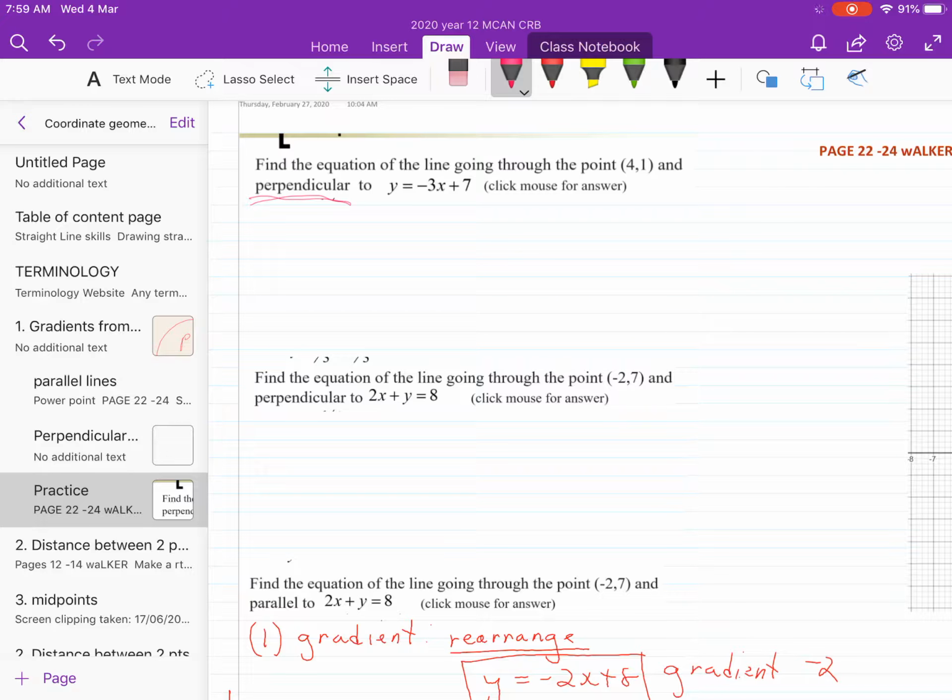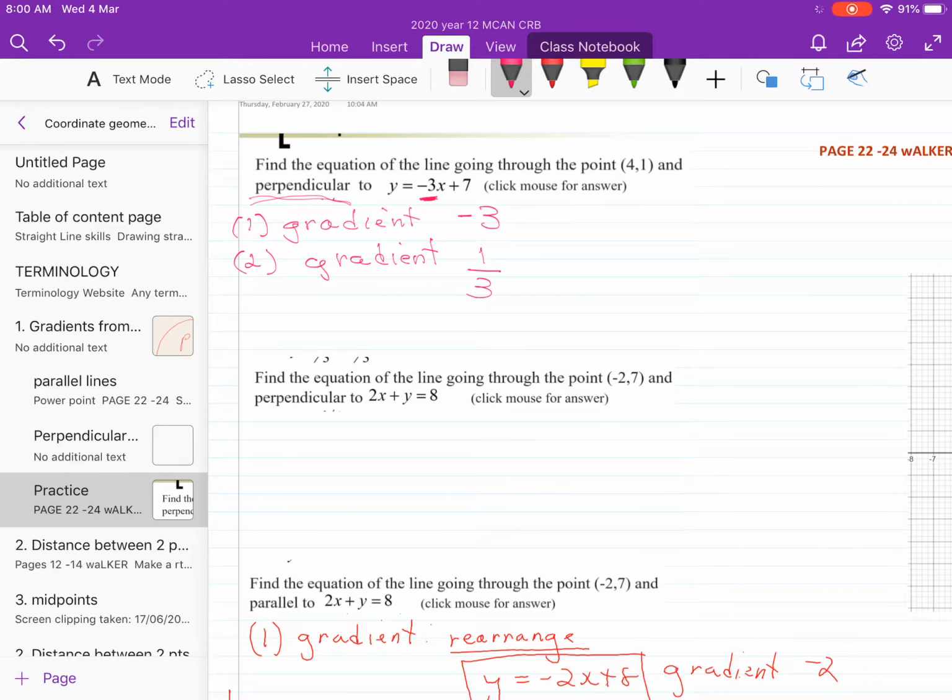So the very first thing that we know is that the gradient for this particular equation is negative 3, right? So the gradient is negative 3. That's the gradient of equation 1. The gradient of the one that we're trying to create is going to be the opposite flip of that. So it's going to be positive 1/3. So that's how much that we know.